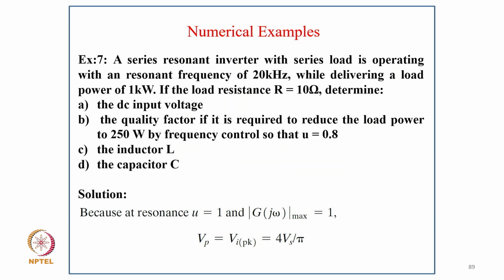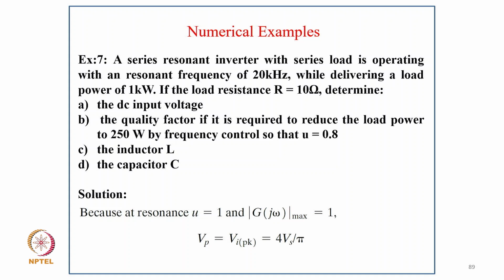Coming to example 7, a series resonant inverter with a series load is operating at a resonant frequency of 20 kilohertz while delivering a load power of 1 kilowatt. If the load resistance is 10 ohm, determine the DC input voltage and the quality factor if it is required to reduce the load power to 250 watt by frequency control, and the inductor L and capacitor C.